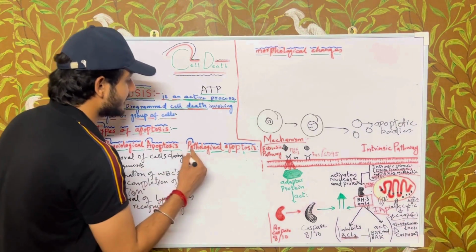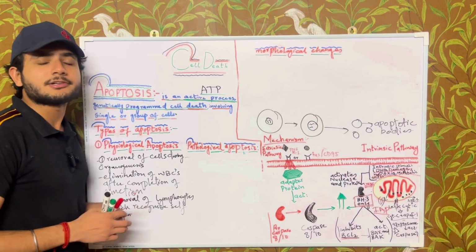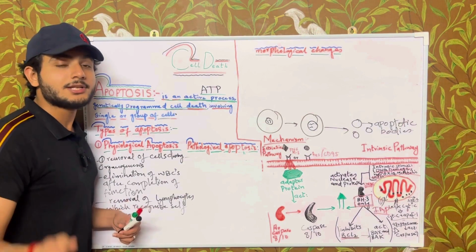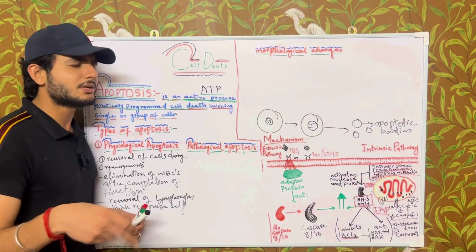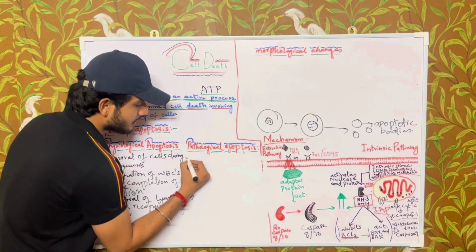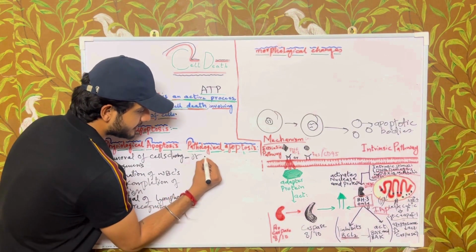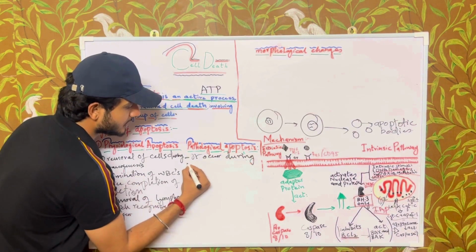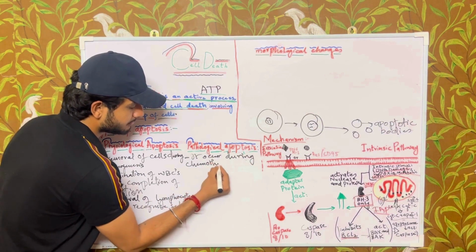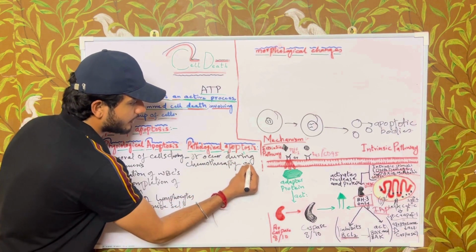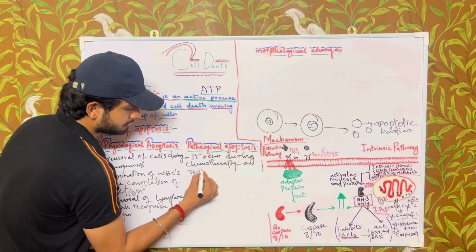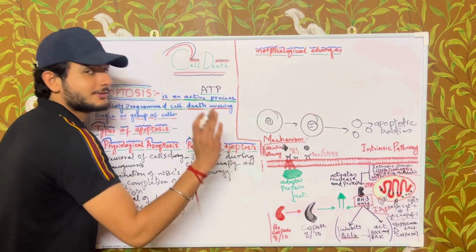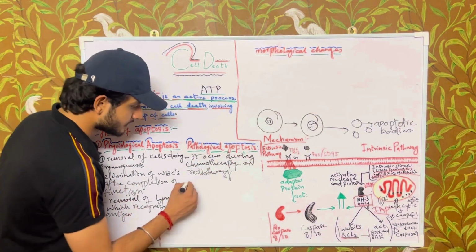Now let's talk about pathological apoptosis. Pathological apoptosis occurs during chemotherapy and radiotherapy, due to the damage of cellular nucleus, or rather, due to the damage of cellular chromatin. This was the first example.